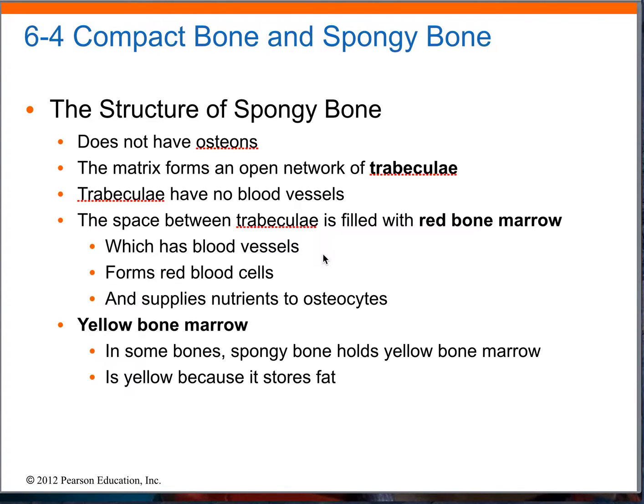Okay, so let's cover this again. Compact bone versus spongy bone. What's the difference? Well, we'll take a look at some of the things behind it. Spongy bone allows for red bone marrow and yellow bone marrow to be present. Red bone marrow is for production of red blood cells, white blood cells, platelets, whereas yellow bone marrow stores fat so that you have energy.